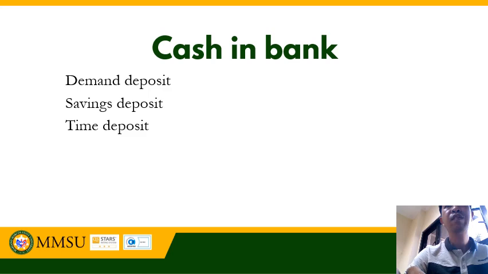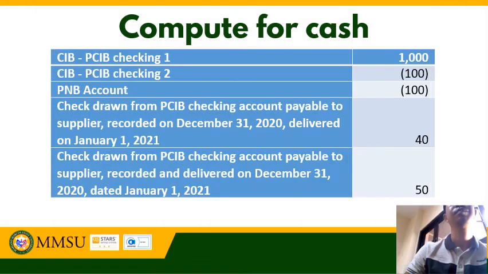Cash and cash equivalents also includes cash in bank. Okay, the examples of cash in bank includes demand deposit or checking account or current account, savings deposit, and time deposit. Okay, so in this problem, we have PCI bank checking account 1,000. This would be part of cash.